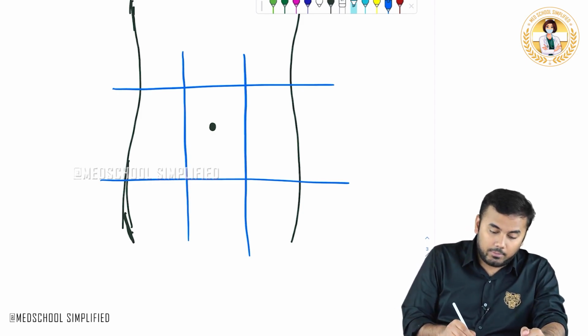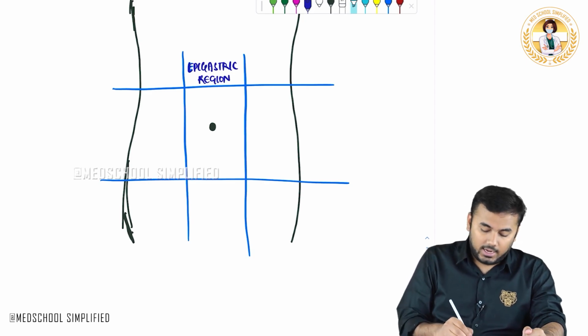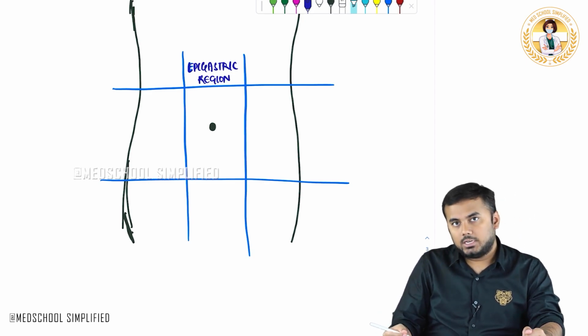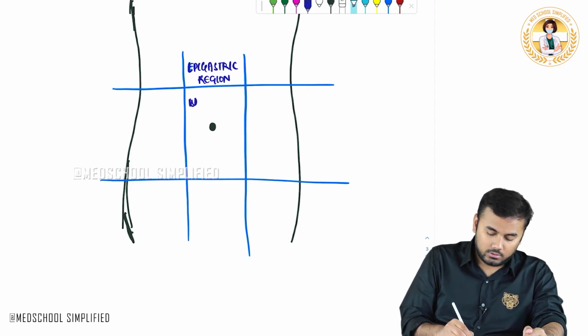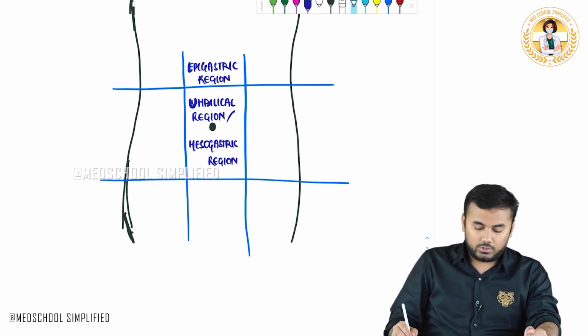The region which is located above the umbilicus is called the epigastric region. Okay, epigastric region. And the middle one is called the mesogastric region or umbilical region. This is called the umbilical region, or the mesogastric region.